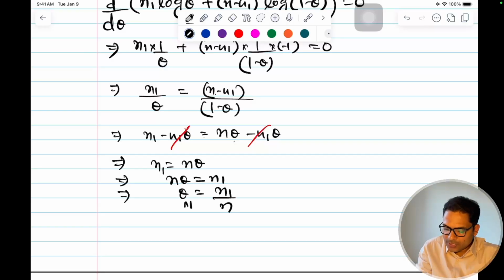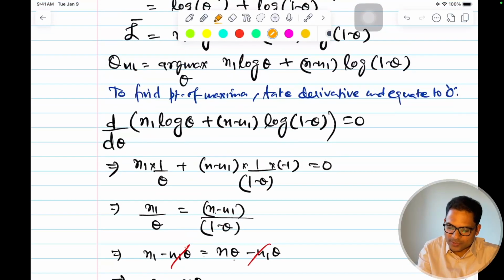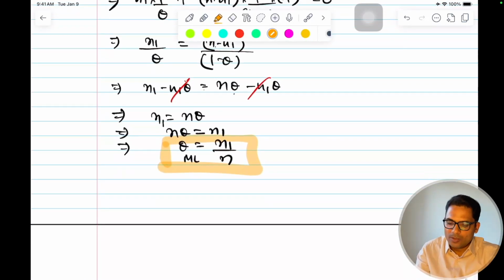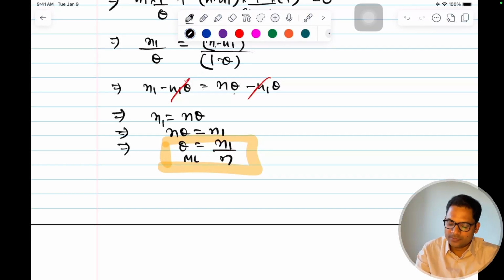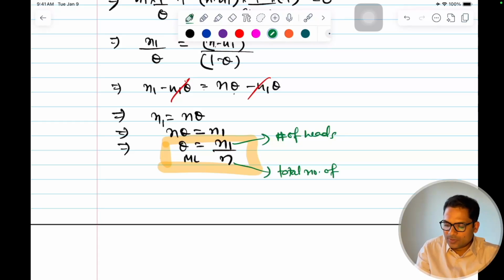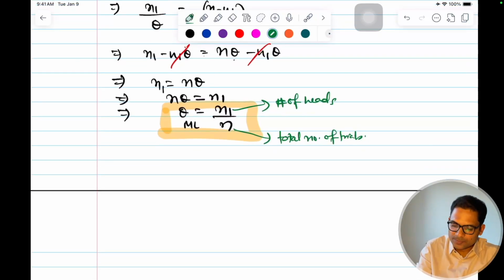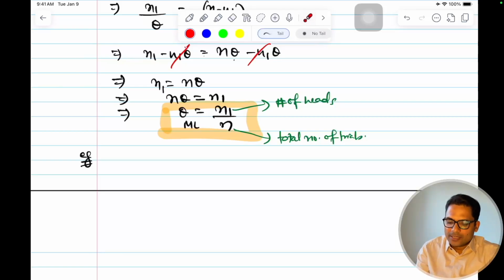This theta is my theta ML. This is what I was estimating, right? So maximum likelihood will be at n1 by n. What is my n1? This is the number of heads, and this is the total number of trials. So this will give me the parameter theta of the success.